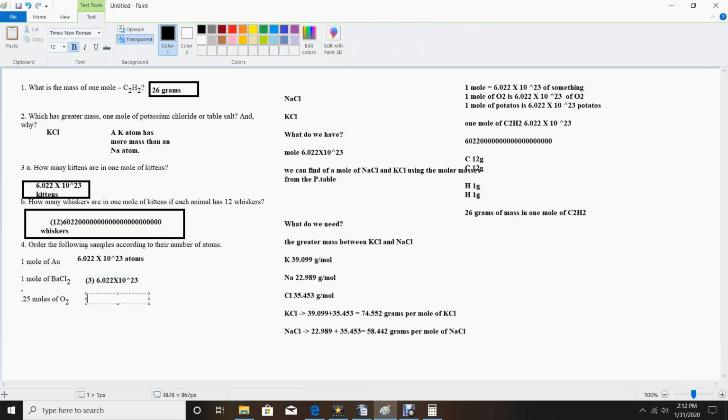Then lastly, we're going to apply similar principles to O2. O2 has 2 atoms, 2 oxygens. So there are 2 atoms in 1 mole of oxygen. But if you look carefully, I'm not asking for 1 mole. I'm asking for 1/4 mole, 0.25.